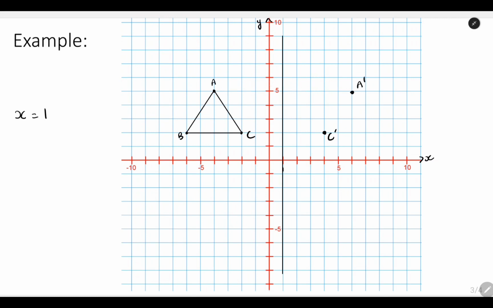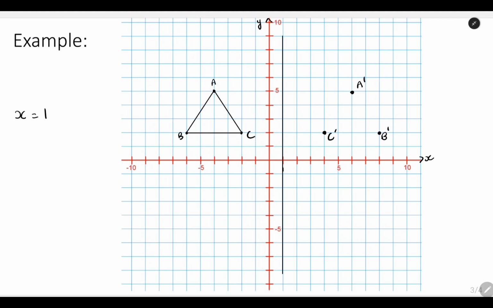And then we do the same thing for B. We move across 1, 2, 3, 4, 5, 6, 7. So to reflect B, we move out 7 as well. So we move 1, 2, 3, 4, 5, 6, 7. And this will be B prime.